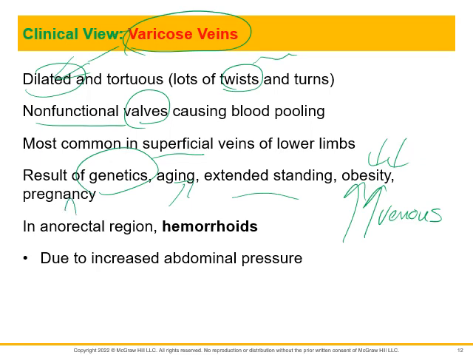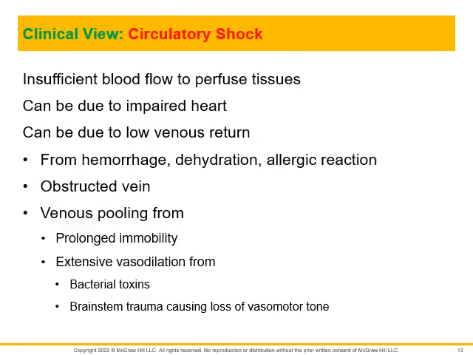Aging, hormones during pregnancy. So lots of issues that can result in varicose veins. You can also have hemorrhoids. We'll talk more about these when we get into digestion and we talk about defecation. But basically, if your abdominal pressure is increased, that's pushing on the veins that are around the anal region or anal sphincter. And then some of those veins can bulge out, and that's what hemorrhoids are.